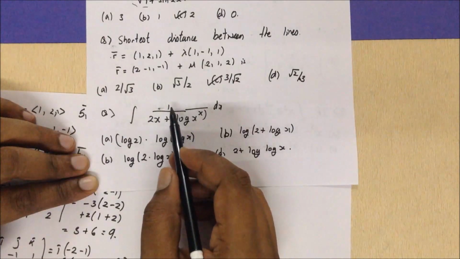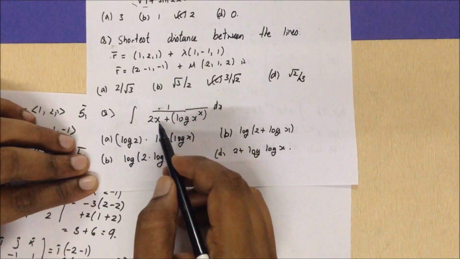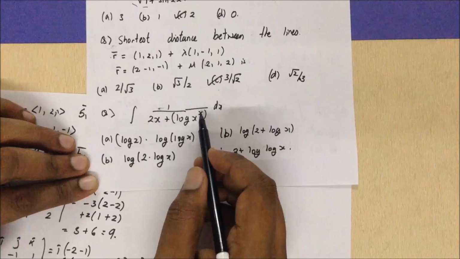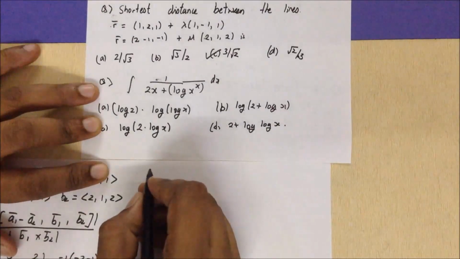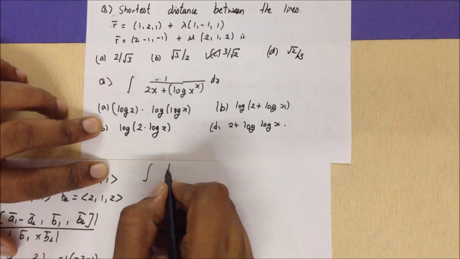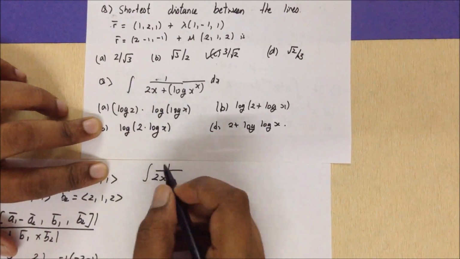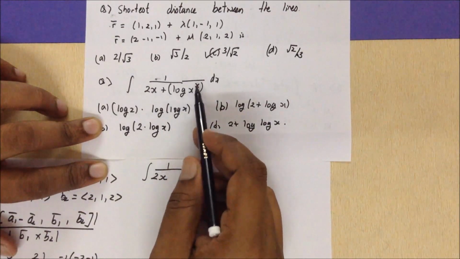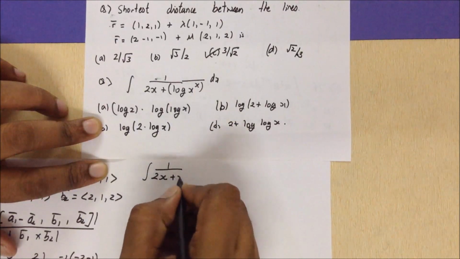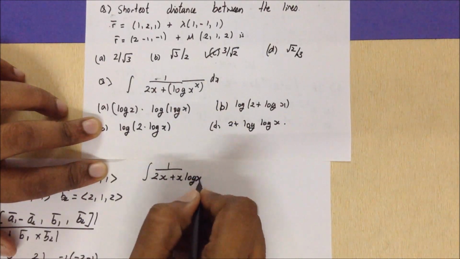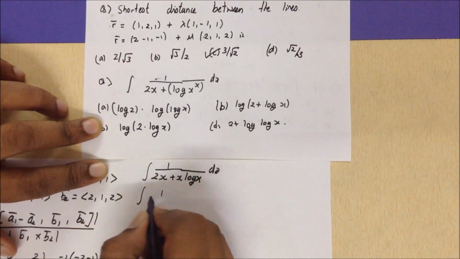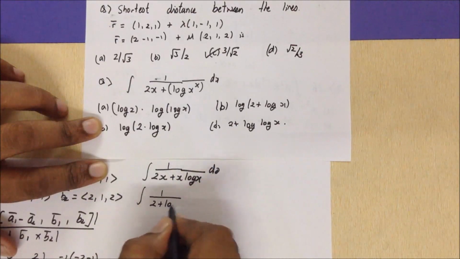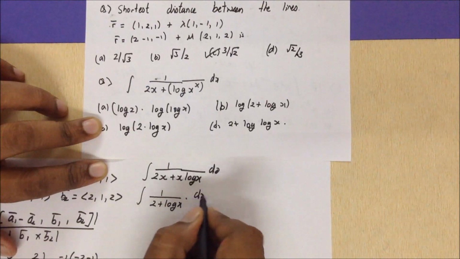Moving to the next question, we have to find the integration of 1 upon 2x plus log of x raised to x dx. What you need to do is, it's quite simple. So it's going to be integration of 1 upon 2x plus my log of x raised to x, I will be writing it as x into log x. So if I take the x common, I will be having 1 upon 2 plus log x into dx by x.